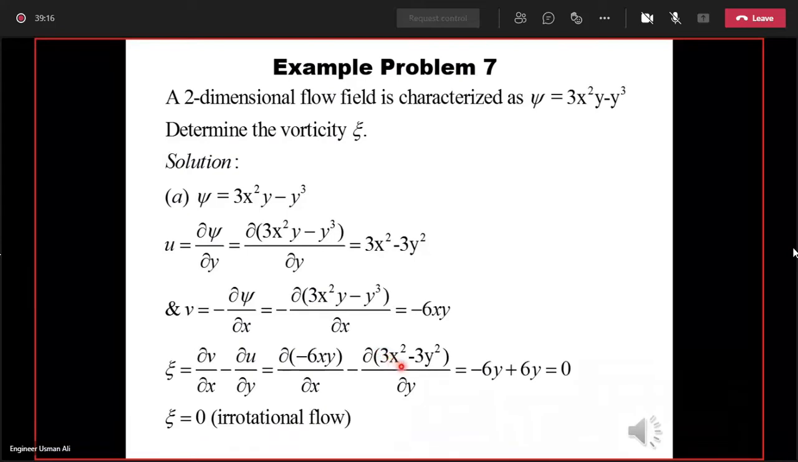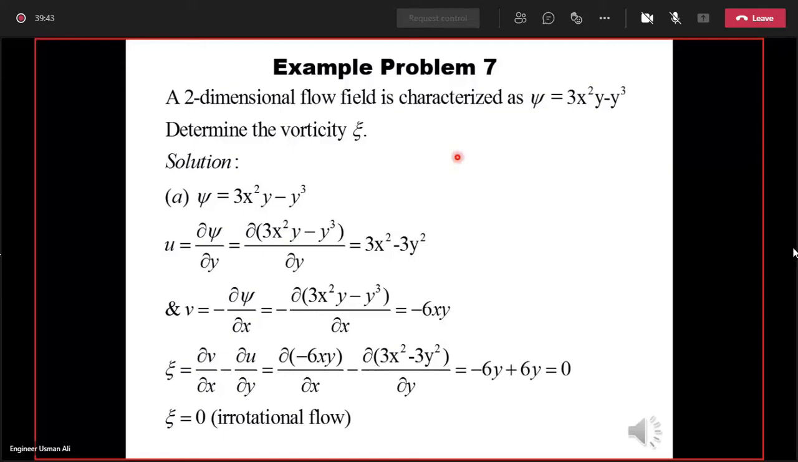Then partial of 3x square over partial y is 0, minus partial of 3y square over partial y, that is minus 6y, and this minus will be positive. So minus 6y plus 6y is 0. So vorticity is 0 in this case. It means it is an irrotational flow.